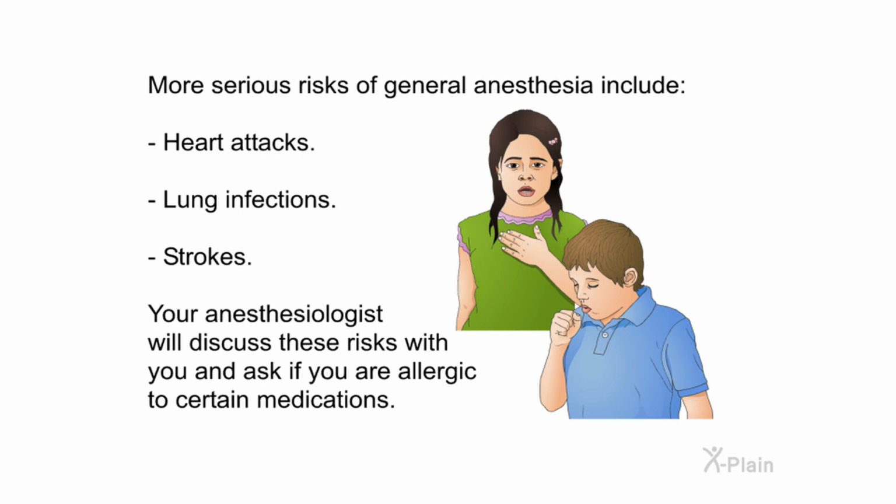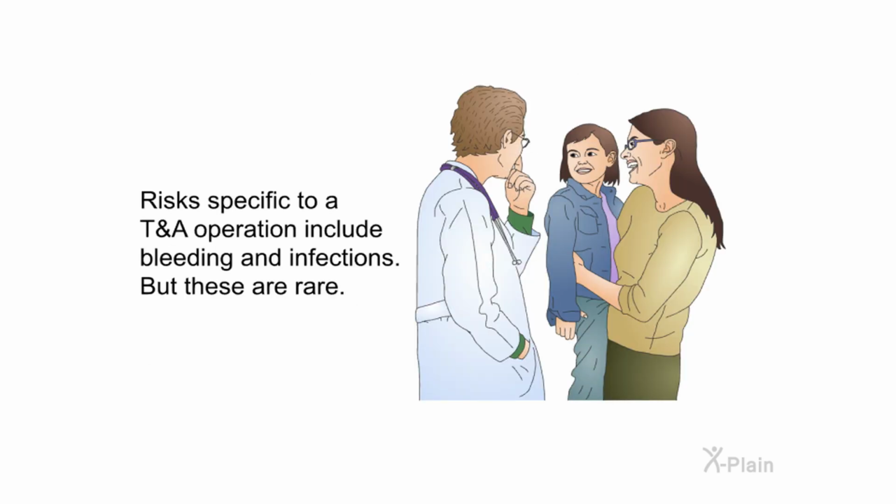More serious risks of general anesthesia include heart attacks, lung infections, and strokes. Your anesthesiologist will discuss these risks with you and ask if you are allergic to certain medications. Risks specific to a T&A operation include bleeding and infections, but these are rare.